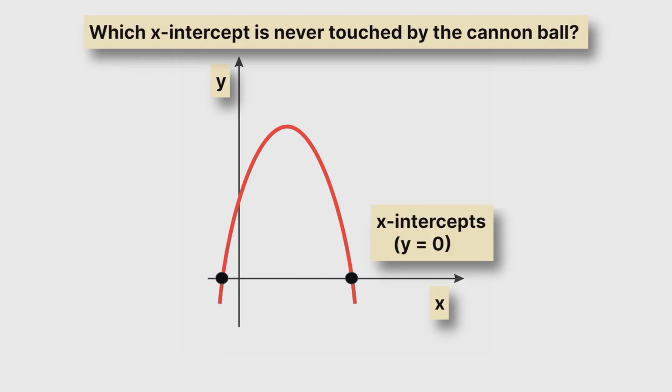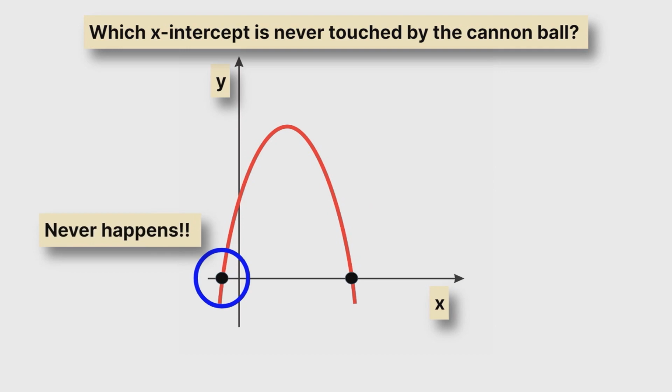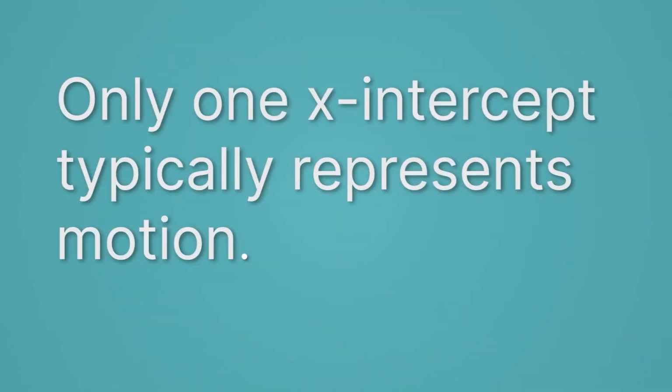So when we look at this full parabola, which of these x-intercepts would never be touched by the cannonball if it was fired like we showed before? Well, clearly this one. That never happens. And actually, it's not uncommon to get a negative answer when we do the quadratic formula. We'll get one positive and one negative, and we just throw out that negative answer because it doesn't actually happen in the physical world. So, only one x-intercept typically represents motion.